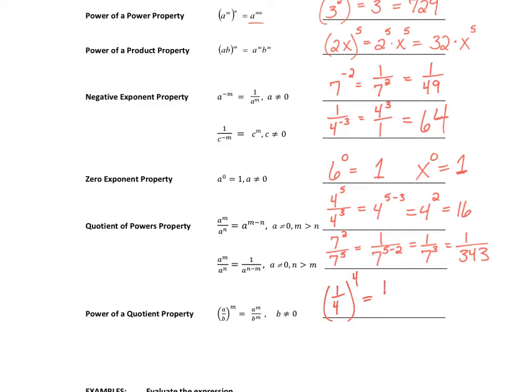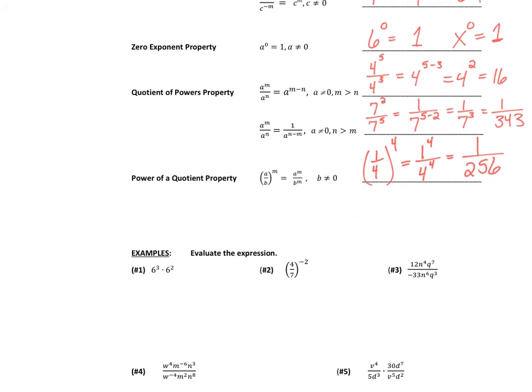So this would be 1 to the 4th power over 4 to the 4th power. 1 to the 4th is 1, and 4 to the 4th is 256. So those are all properties you saw before. We're reviewing them, doing a little more with them in Algebra 2 than you did with Algebra 1. Okay, so a couple examples.